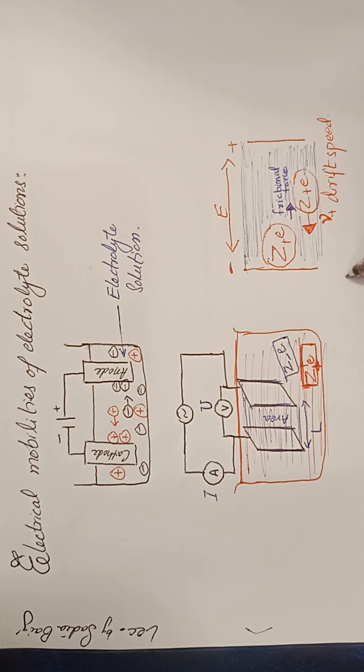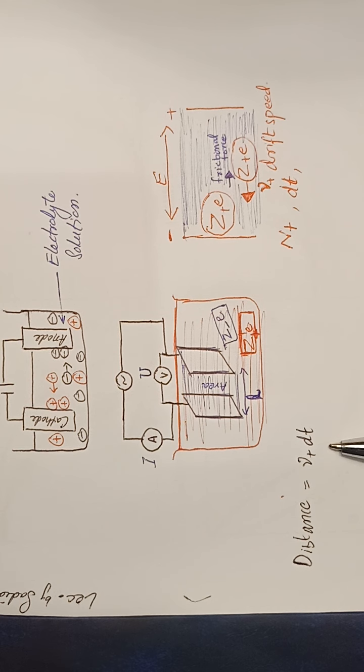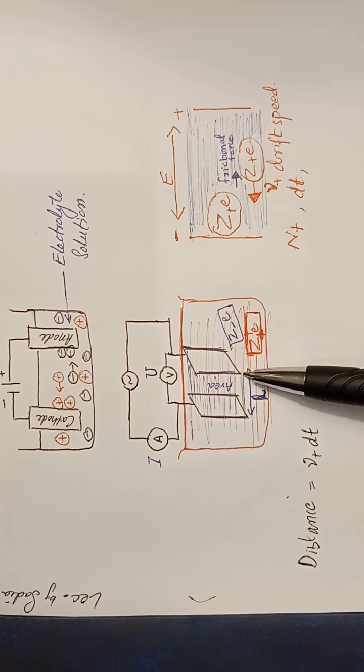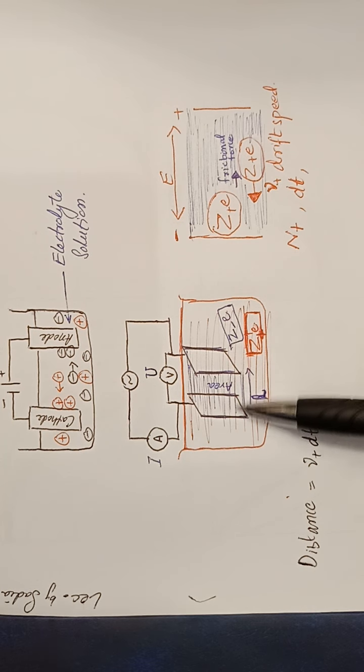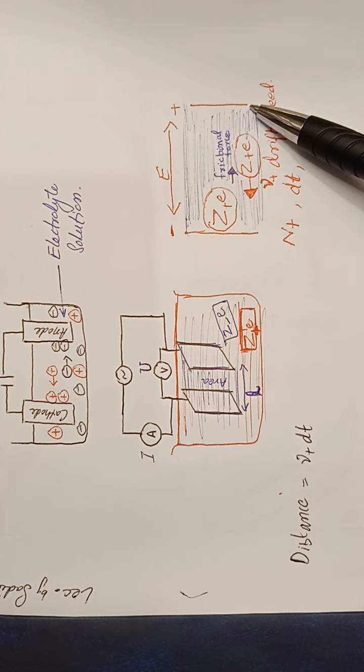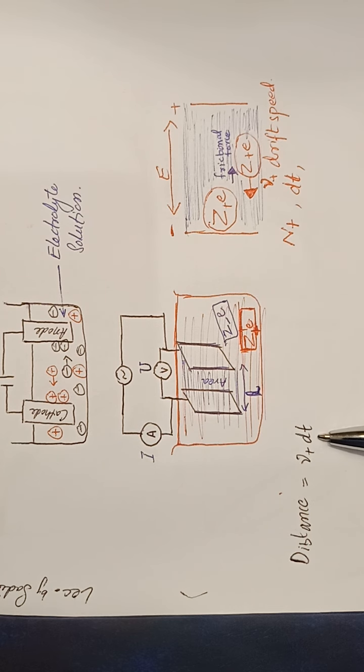Now consider there are n plus cations in the solution, and in a time difference, the cations move a distance. The distance is given as drift speed into time duration. So in time delta t, the cations move a distance given as this equation, between these two electrodes, and all cations within this distance from this one electrode will reach the other electrode within time delta t.